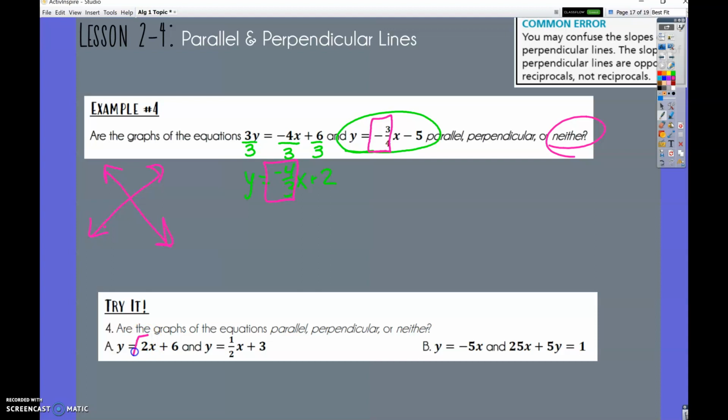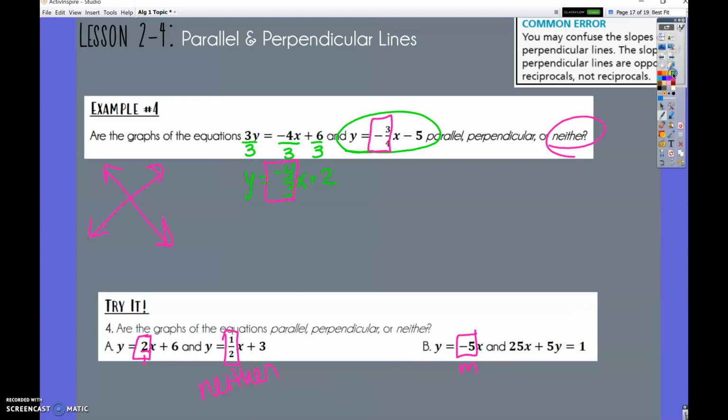Down here, I have a slope of 2 and a slope of 1/2. It's nice that 2/1 flipped to be a positive half, but it didn't change signs, so this one as well is neither. Whereas in this case, I know my slope here is negative 5, but this one's written in standard form, so I'll have to do a little thinking to figure out what the slope is.